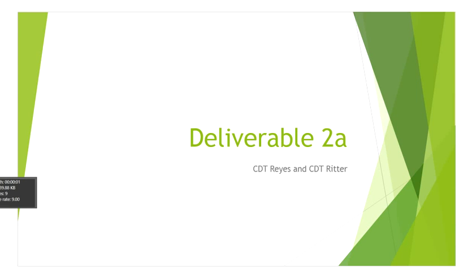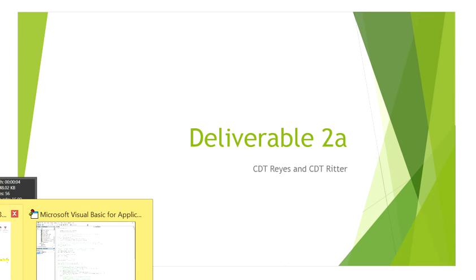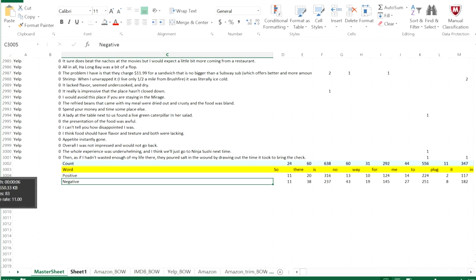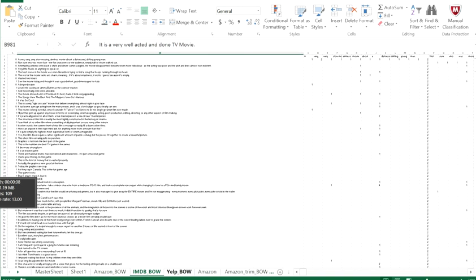Cadets Ritter and Reyes, and this is our Deliverable 2A. For this deliverable, we were given multiple data sheets of reviews on Amazon, Yelp, and IMDb.